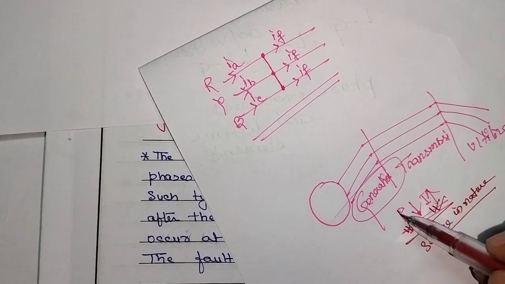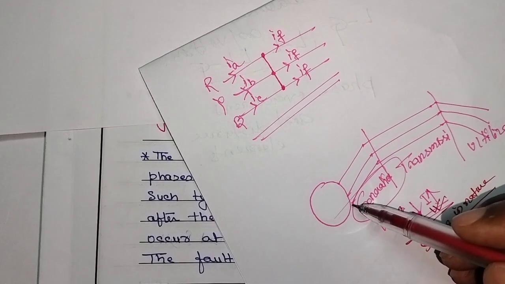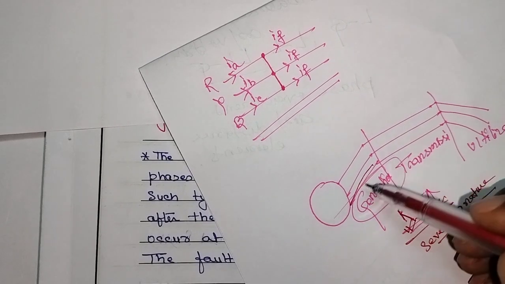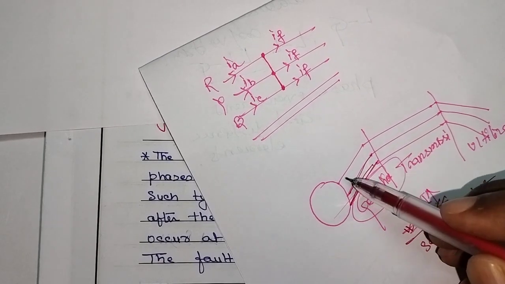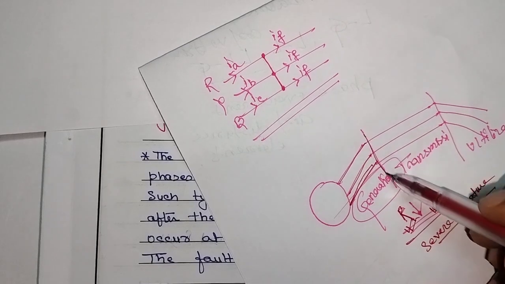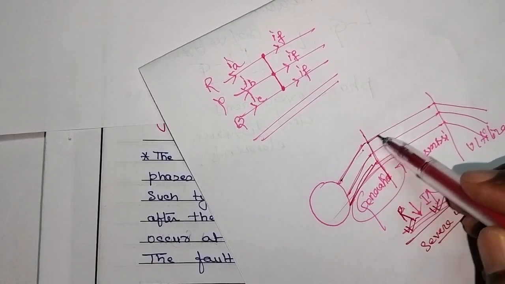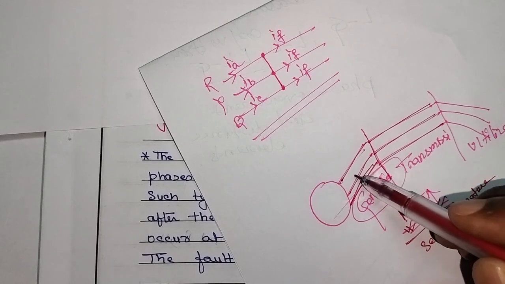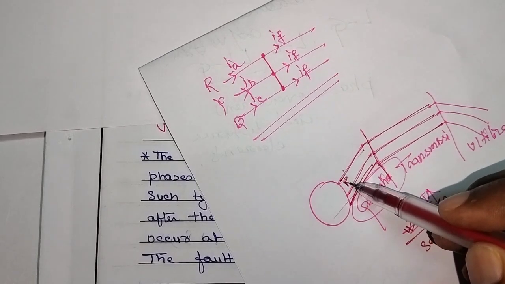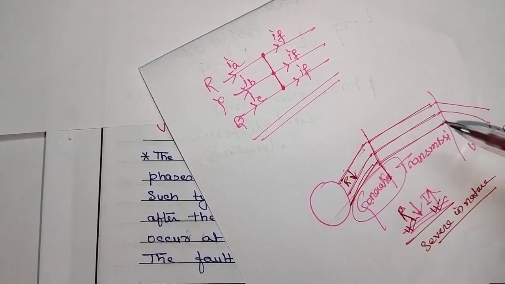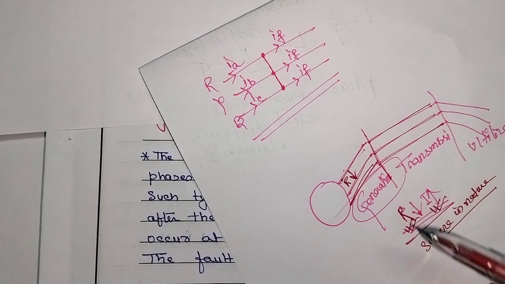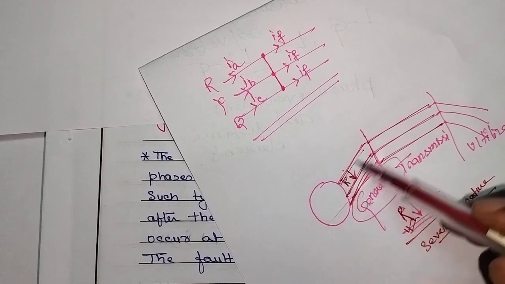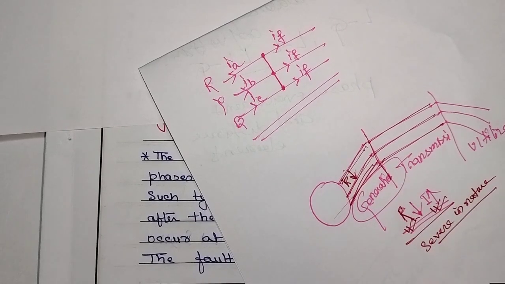Why is resistance lower? Because when the power is transmitted from this side, it has passed only to this side, not even transmitted. So at this point the resistance will be lower, and if resistance is lower, the current will be higher. So whenever the fault occurs at this point, it will be very severe in nature.